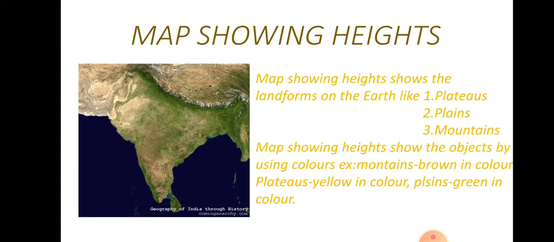So not only the political and physical map, there is one more map here, the map showing heights. The physical map is nothing but a map showing height, but it shows the colors also. So the map showing heights shows the landforms on the earth like plateaus, plains, mountains. It shows the objects by using colors. For example, mountains are shown with brown color, plateaus yellow in color, plains green in color. So mountains brown, plateaus yellow, plains green, oceans blue in color. So this map showing height shows the colors.